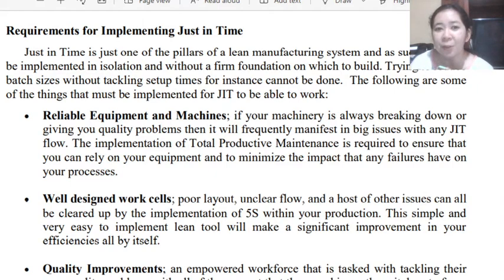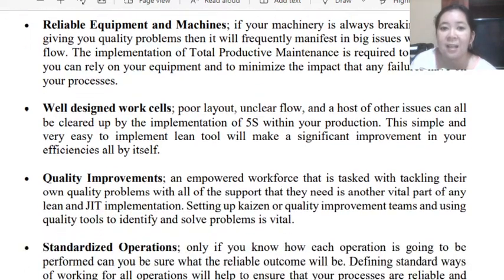So the implementation of total productive maintenance is required. This is to ensure that we can rely on the equipment to minimize the impact that any failures have on the process. Well-designed work cells. In this case, if the entity has poor layout, unclear flow of the process, and a host of other issues, this can all be cleared up by implementing 5S within the production. So this is part of the continuous improvement.